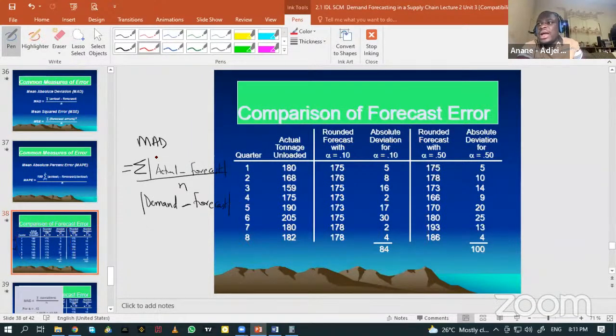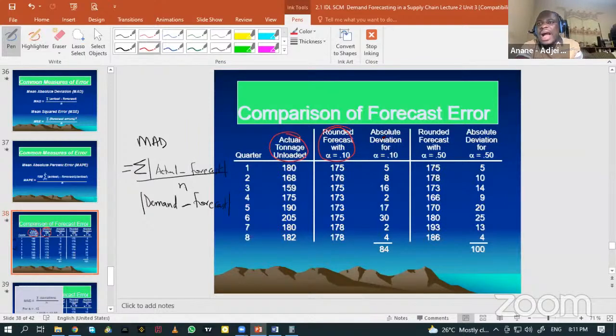So to find the MAD, we are saying the sum of the absolute value of actual minus forecast, all over n. This is the actual figures, the actual tonnage per period in this example, and this is the forecasted figure. The forecasted figures have been calculated, and the actual figures have also been given.